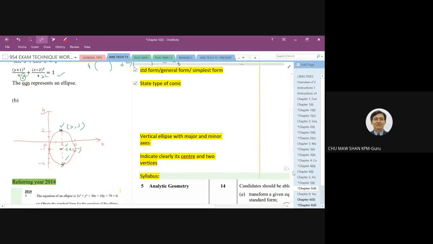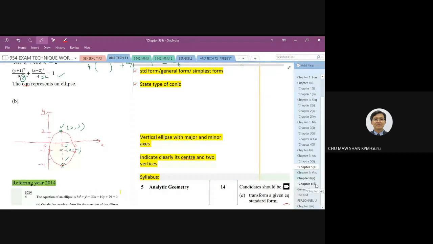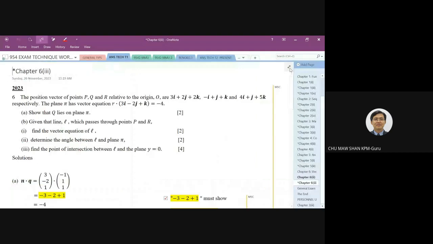Okay. Baik, yang lain ada apa-apa jawab soalan tak sebelum saya move ke chapter 6? Okay, ada. I think I managed the time well. Now we go to chapter 6. I have only one question to discuss here. Very simple.